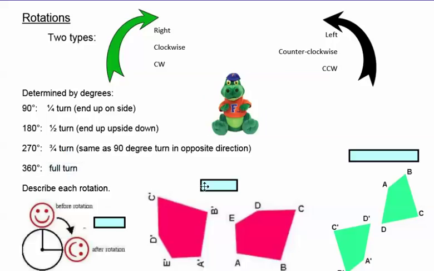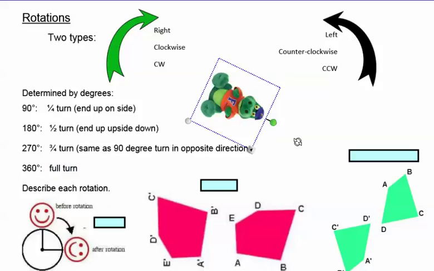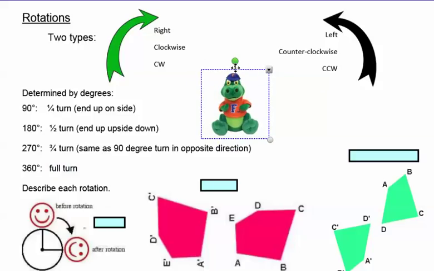For 360, that is a full turn. So it's all the way around, and we're back where we started.